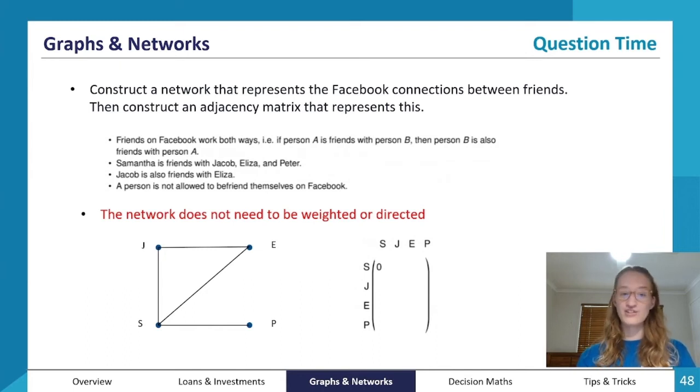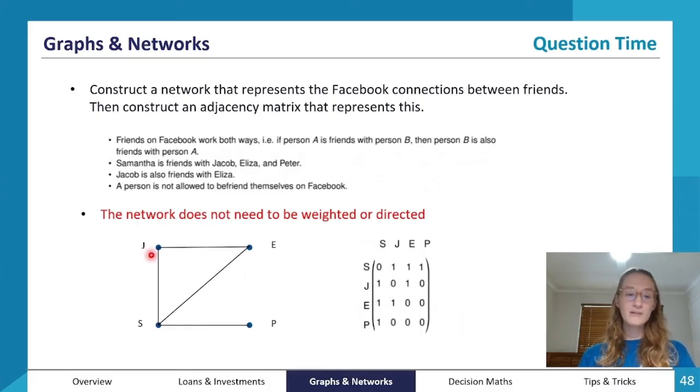So S to S, 0 connections there because we have no loops. Samantha can't befriend herself. But we also know that Samantha is connected by 1 connection because that's the maximum we can have here because you can't be friends multiple times. Samantha is connected to Jacob, Eliza, and Peter. So we can fill that in. And then we can also fill in the rest of it.